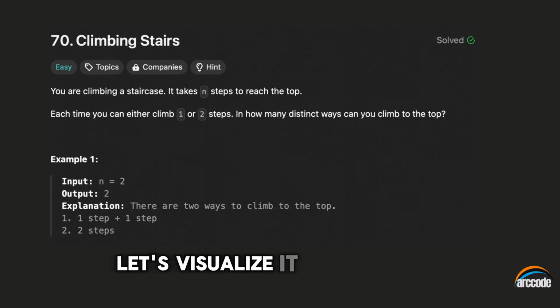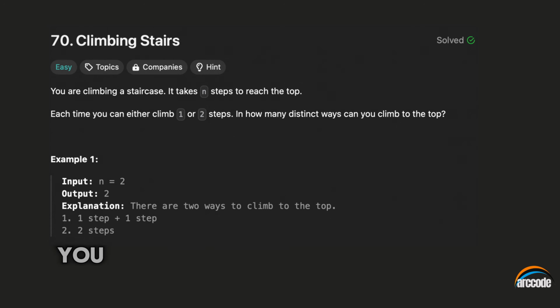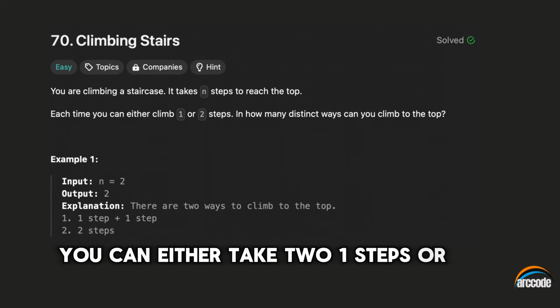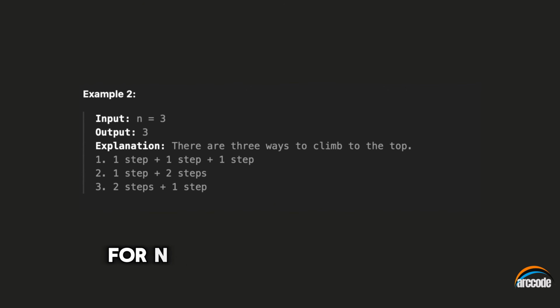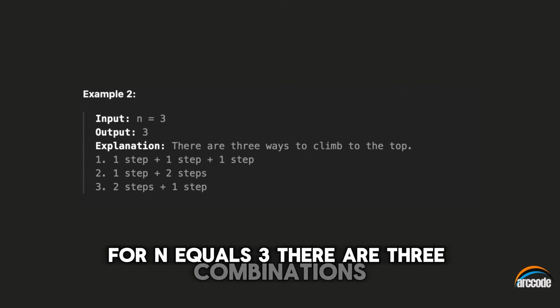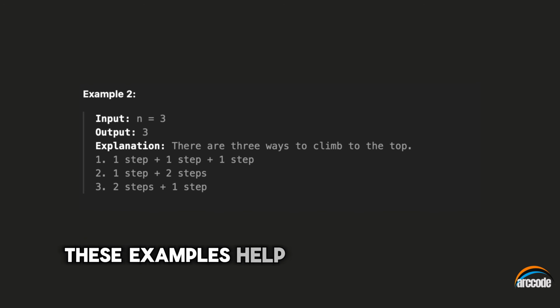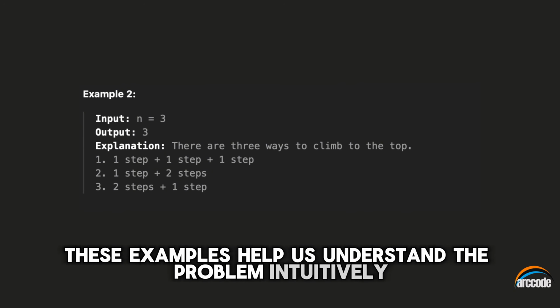Let's visualize it. If n equals 2, you can either take two one-steps or one two-step. For n equals 3, there are 3 combinations. These examples help us understand the problem intuitively.